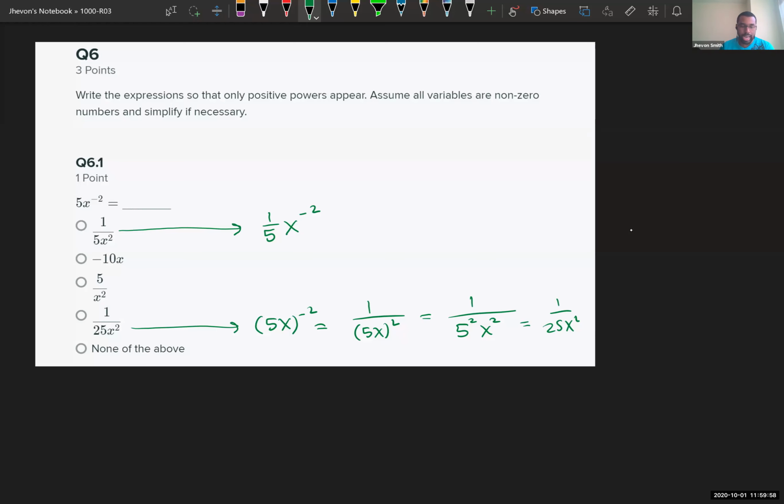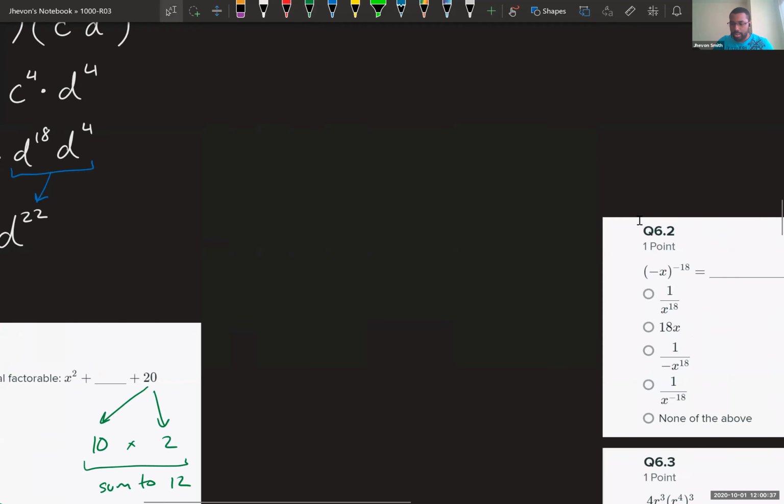So this one is actually the third option, right? Because this is 5 times x to the minus 2 separately. I can apply the rules for negative powers, take the x squared and put that in the denominator. And then when I multiply them, I get 5 over x squared. Now, the minus 10x is like nothing. I don't know how you get a minus 10x from here. And the 1 over 25x squared is what I would get if I had the 5x in parentheses. So these are just some things. It's very important that you know the notation.